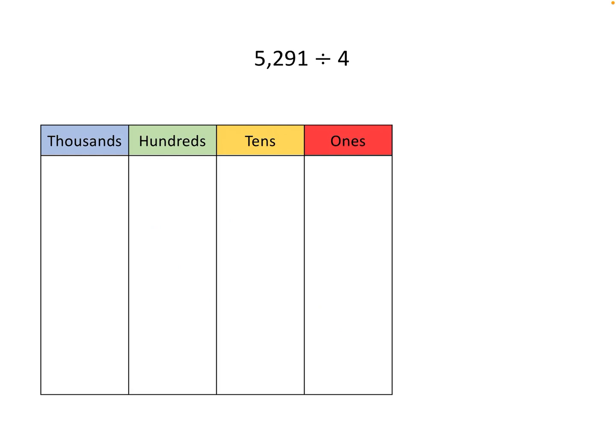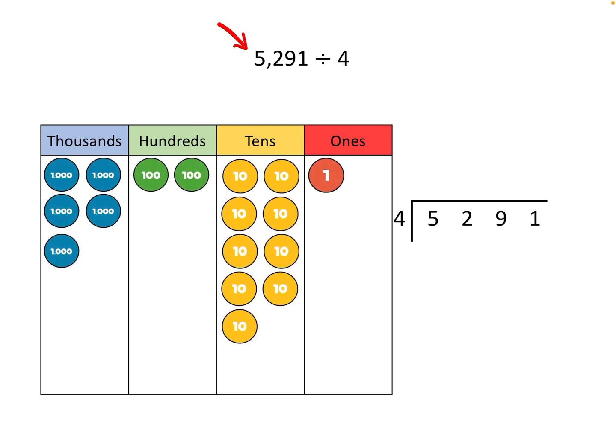So, what I want you to do is write this calculation using a short division method. Don't start to work it out, just lay it out for us. It should look like that. Our next step is we are going to plot this number on our place value grid. It should look like this. You should have 5 thousands, 2 hundreds, 9 tens, and 1 one. And we are going to divide it by 4. We're going to see how many groups of 4 we can make in here.